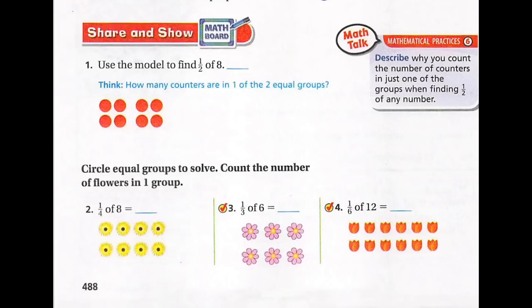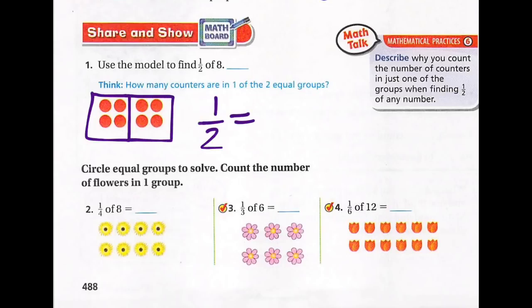Okay, use the model to find 1/2 of 8. So 1/2 would mean 1 out of 2 groups. So we need to split them into 2 equal groups. So here's a group of 4, and here's a group of 4. So how many are in 1 out of the 2 groups? So how many are in this one group? 4. So half of 8 would be 4, and that makes sense because half of 8 is 4.